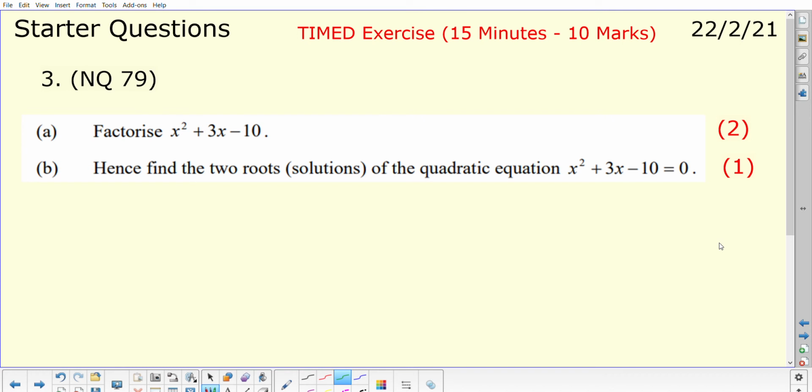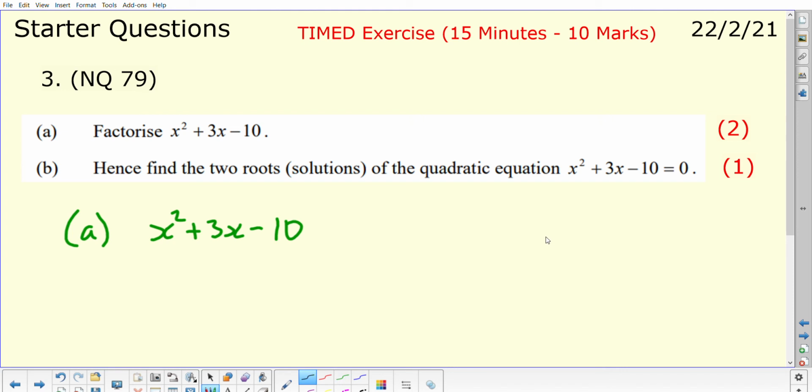So last question for this one, part A is about factorising. So we're looking to factorise x squared plus 3x minus 10. Remember that with factorising, you check for common factor. There's clearly not a common factor. Difference of two squares means two terms. There's not two terms here. So this is clearly the trinomial.